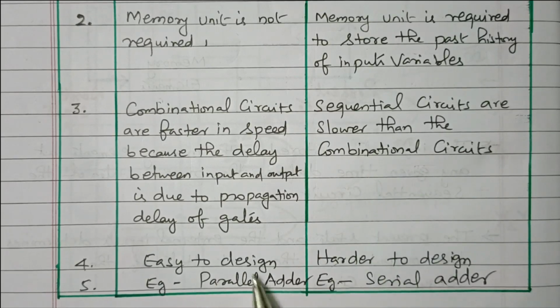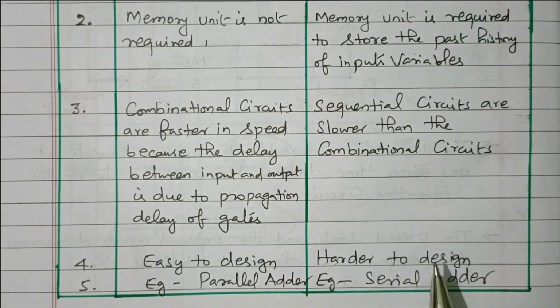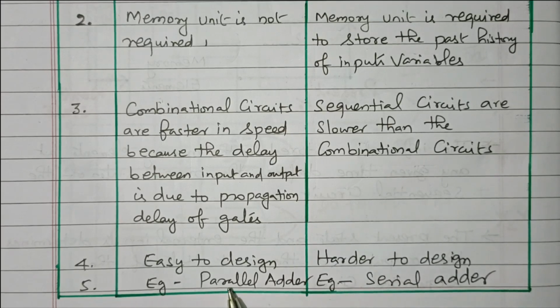Combinational circuits are easy to design, sequential circuits are harder to design, because we need to check the present state, next state and storage element, all of which are available. Here, the parallel adder is an example of a combinational circuit. The serial adder is an example of a sequential circuit. The serial adder depends upon the previous state. So registers and counters all come under flip-flops. Parallel adder, subtractor, adder, decoder, encoder all come under combinational circuits.